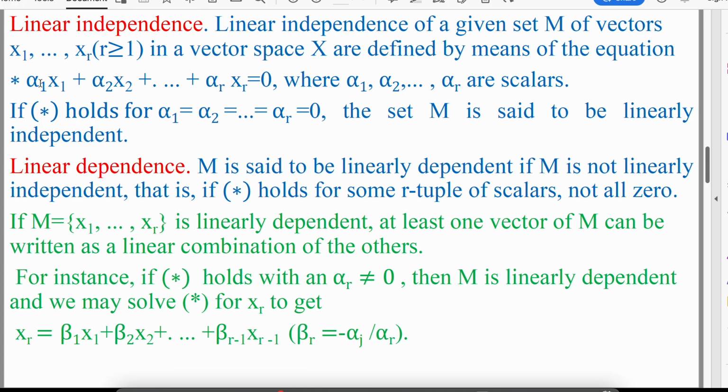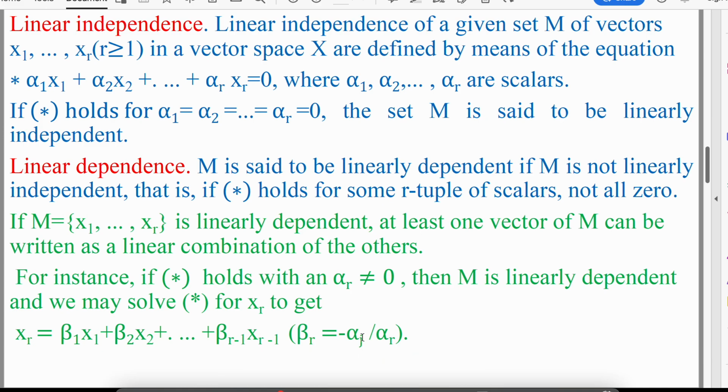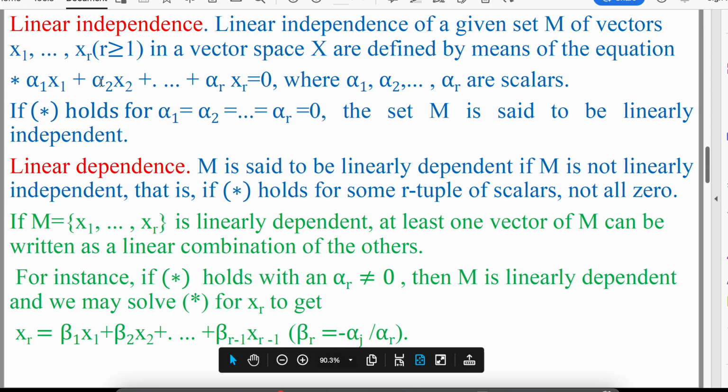And if we write minus alpha 1 upon alpha r to be beta 1, minus alpha 2 upon alpha r to be beta 2 and so on, then we can write xr equal to beta 1 x1 plus beta 2 x2 plus up to beta r minus 1 xr minus 1, where beta j is equal to minus alpha j upon alpha r. j may be any number like 1, 2, 3 and so on. So if M is the set of linearly dependent vectors, then we can express xr like this, which is a linear combination of these elements. Here x1, x2, xr minus 1 are the vectors, and beta 1, beta 2, beta r minus 1 are the scalars.